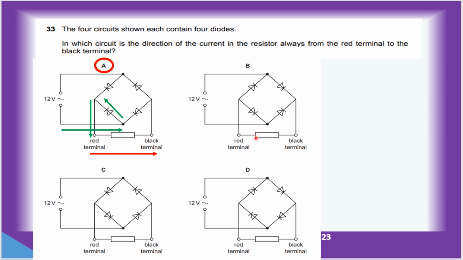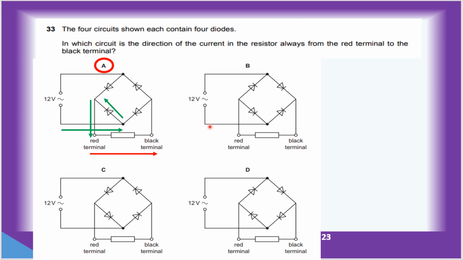Okay, let's try C. Current in a diode flows in the direction of the arrow, so it goes like this. It can't go down, it goes through here. When it comes here, it can go through here, come through here, black to red. And when it comes here, it can also pass through here, red to black. So this one can go black to red and it can go red to black, so it's not correct.